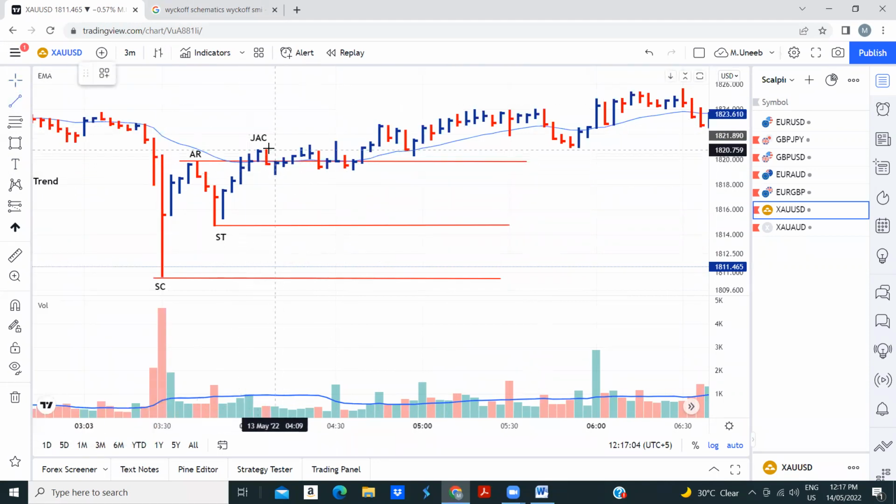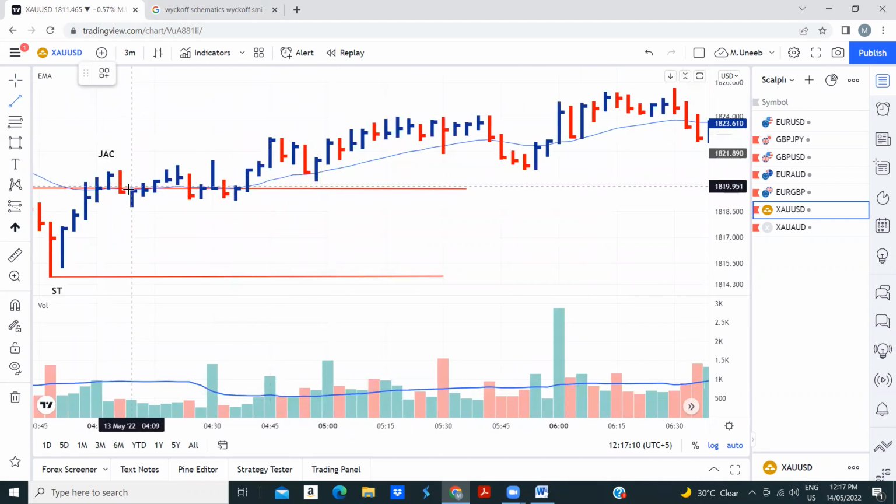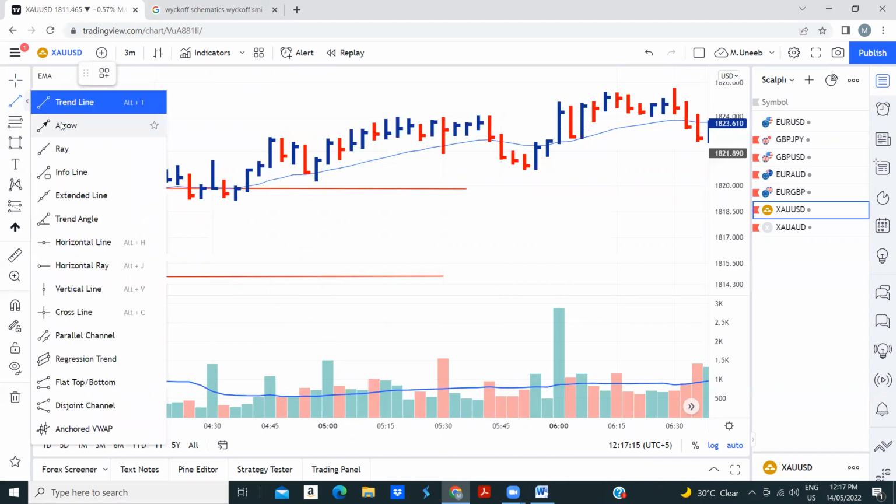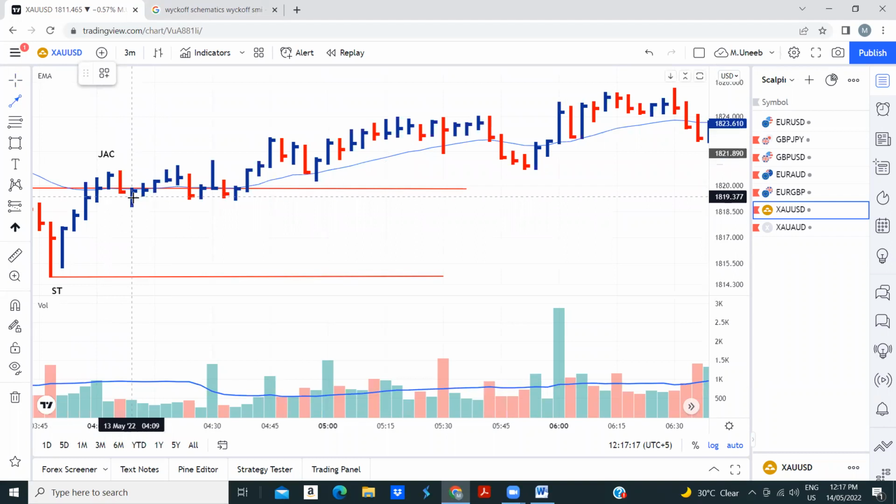Now we see a jump across the creek. What do we see here? We pull back here, right? We make a little test here. Do we have any kind of signal over this point where we can go long? This one? No. This one? No. This one? No. This one? Where would we go long?